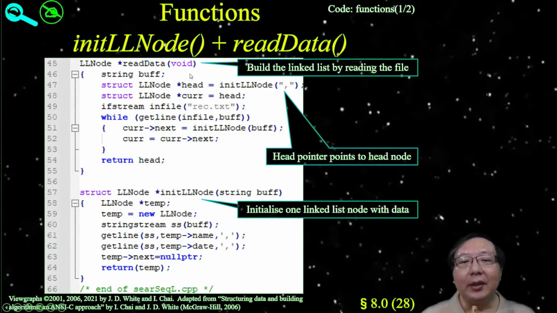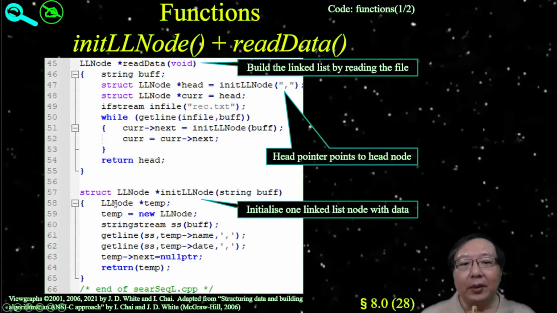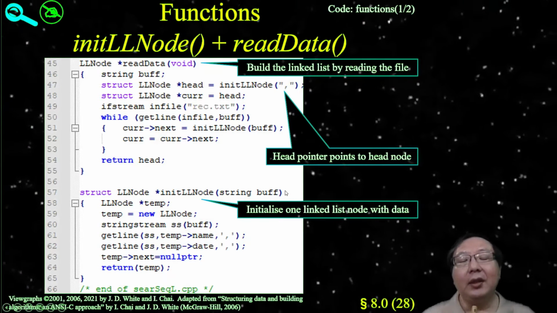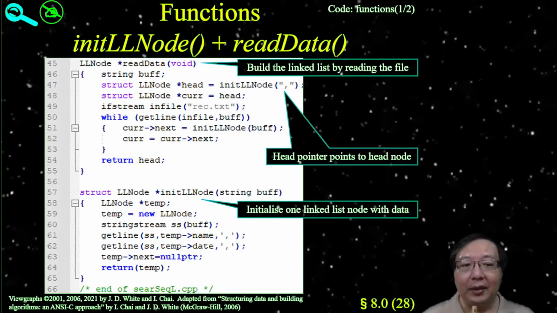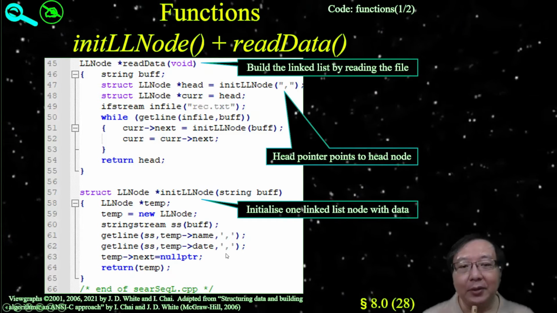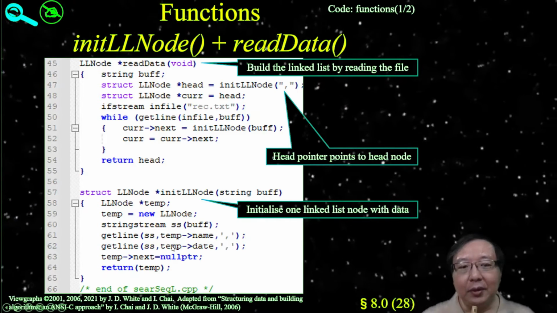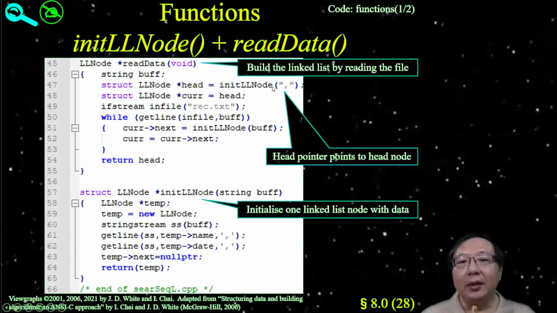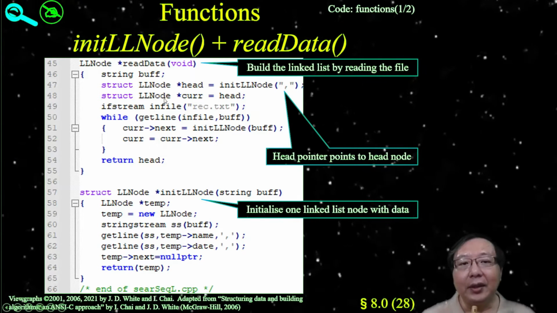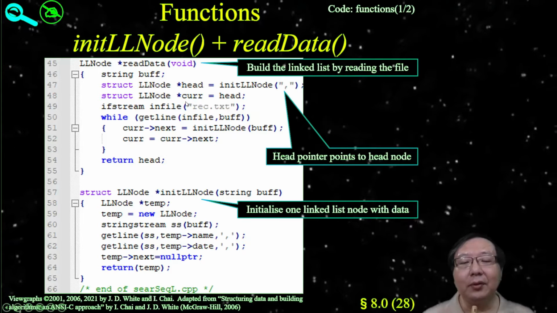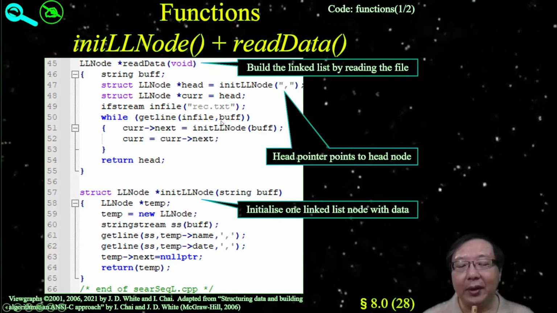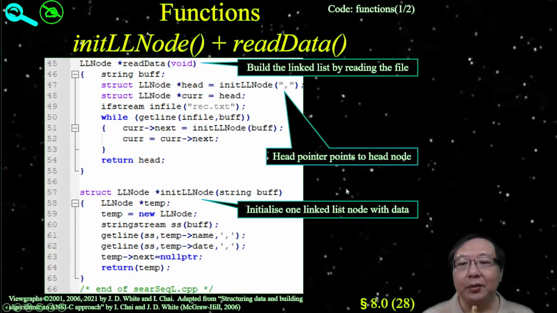And we look at the init LL node and read data functions. Well, here, the init LL node function is very similar to what you had before in the init LL node in the linked list. The only difference is that now we are going to take this string and split it as a comma separated input into the name and the date. Then for the read data function, we will first make a head node, and then we say the current is at the head node, and we read from the file into the next node, and so on until we run out of data, and we just return the head node.